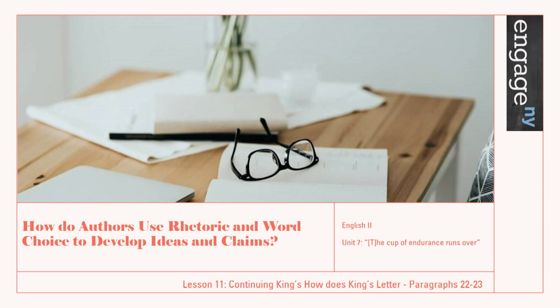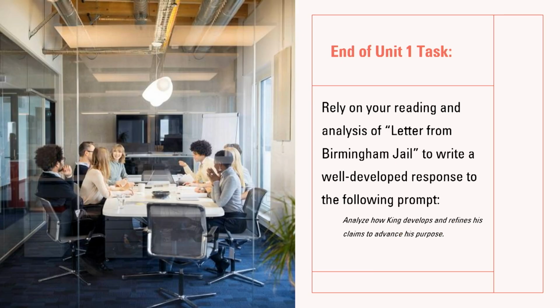So let's dig right in after I remind you of our end of the unit task, which will happen at lesson 20. You will rely on your reading and analysis of Letter from Birmingham Jail to write a well-developed response to the following prompt. Analyze how King develops and refines his claims to advance his purpose.